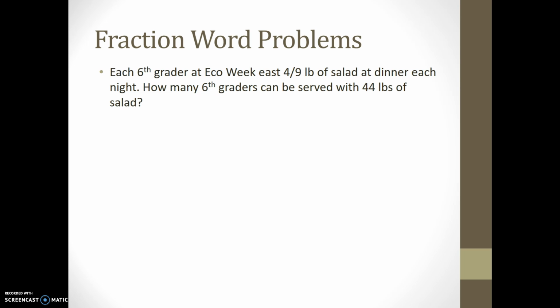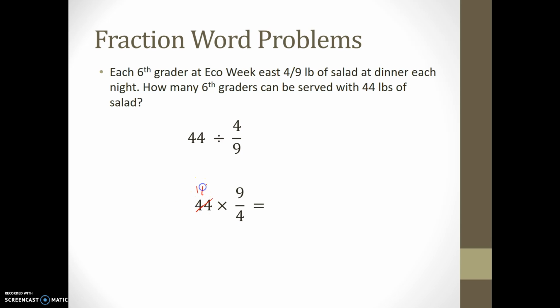Okay, this is a lot like that sweet tea problem. Each 6th grader at Eco Week eats 4/9 of a pound of salad at dinner each night. How many 6th graders can be served with 44 pounds of salad? So our task is to divide the 44 pounds of salad into appropriate portions. So we're going to divide 44 by 4/9, and we're going to copy, change to multiplication, and then flip the second fraction.